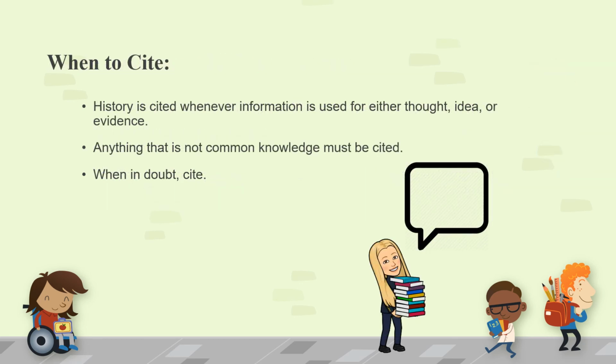As I said before, history is cited whenever information is used by either thought, idea, or evidence. Anything that is not common knowledge must be cited. When in doubt, cite your work. For sure, cite it. And there's a special way to cite, which we will go into next. But again, you cite anything that's not common knowledge. An example of this is, it's pretty common knowledge that the American Revolution began in 1774. But if I were then to talk about the significance of the American Revolution, I'm getting that from somewhere and I need to cite it.